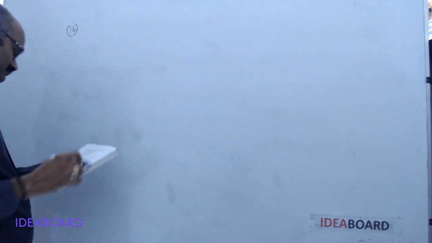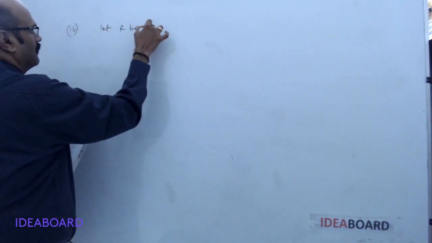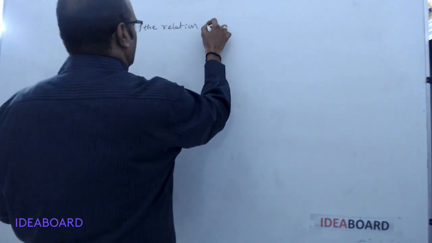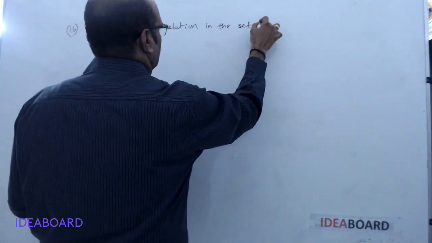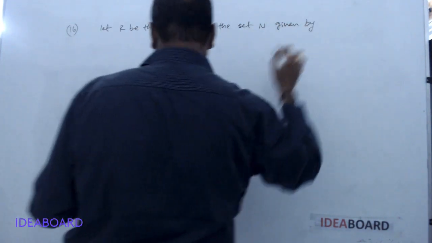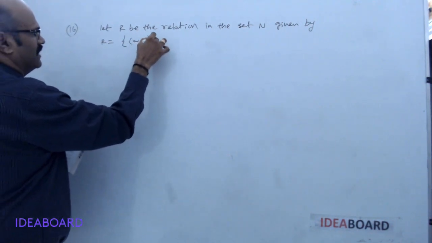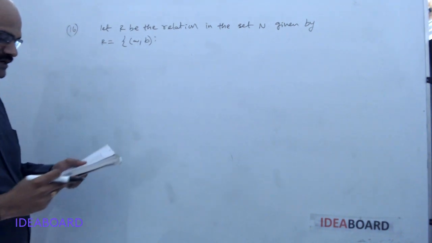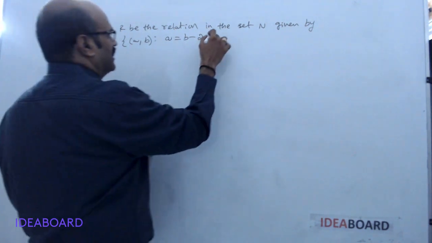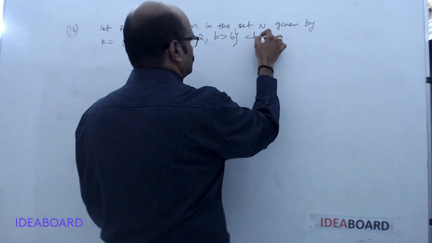Sixteenth problem. Let R be the relation in the set N given by R equal to the set of ordered pairs (a, b) such that a equal to b minus 2, b greater than 6. Choose the correct answer.